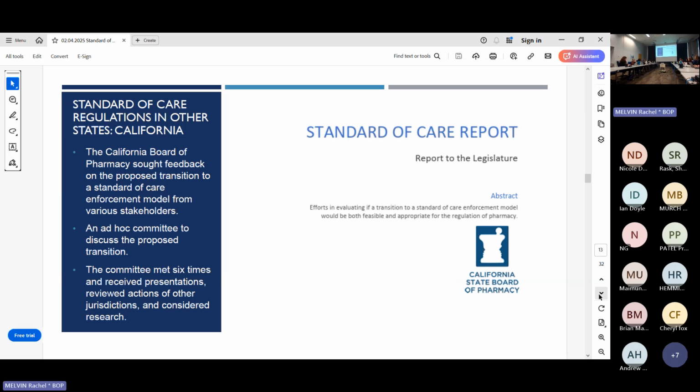So here we have a standard of care report. This is a report to the state legislature by the California State Board of Pharmacy. The California Board of Pharmacy sought feedback on a proposed transition to standard of care enforcement model from various stakeholders. So they formed an ad hoc committee, which met 6 times, and there were a variety of stakeholders that provided testimony. This, of course, is available anywhere Google is found, which is how I ran across this.